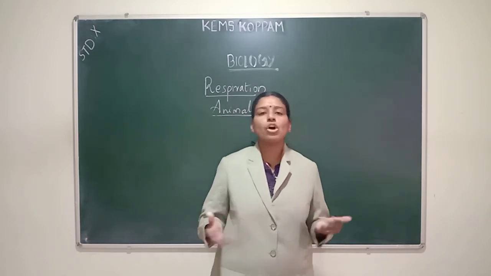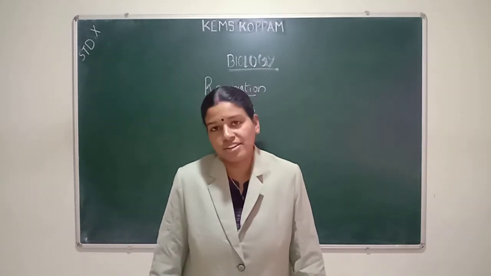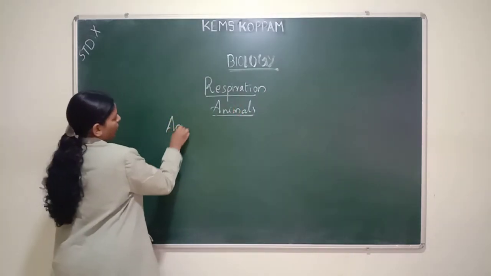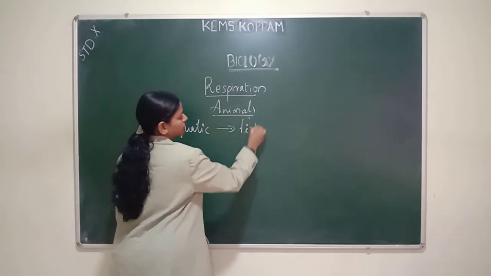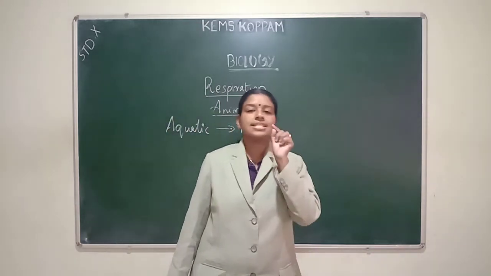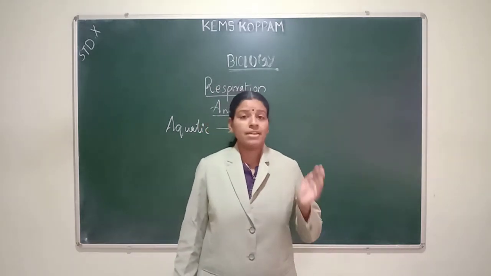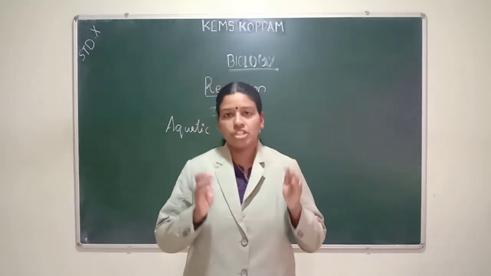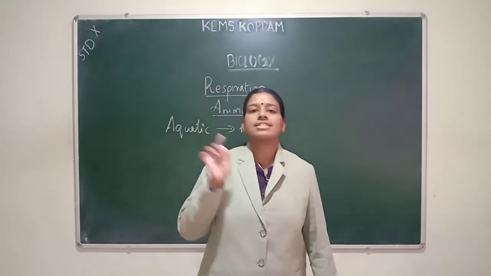What will they take? We know that in fishes, they take dissolved oxygen. So we are taking the case of an aquatic organism, like fish. They take in dissolved oxygen. What is dissolved oxygen? Oxygen which is dissolved in water. So here in water bodies we can see oxygen is in the dissolved form. So the fishes or all the aquatic organisms take in this dissolved oxygen.